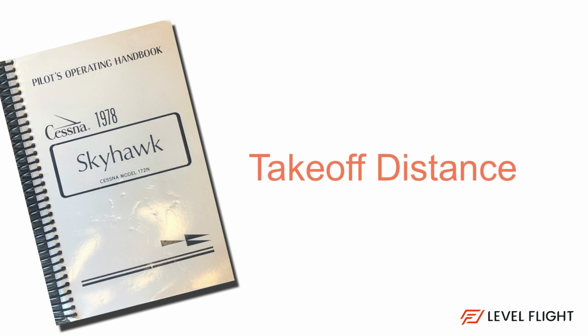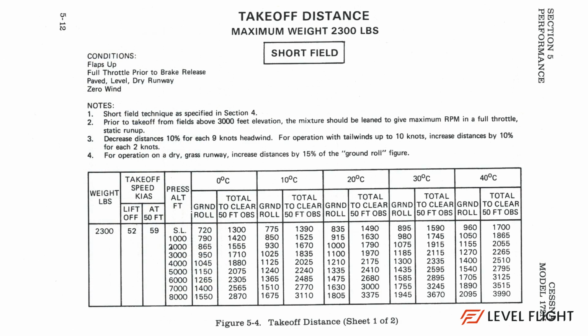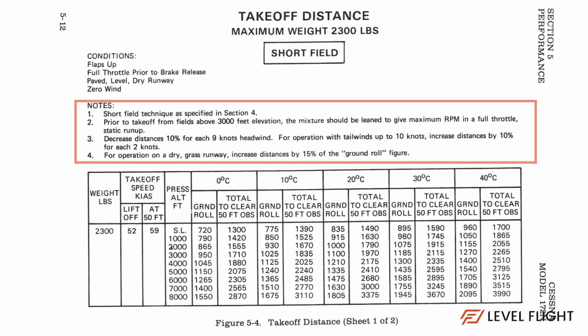To calculate the takeoff distance, we need to refer to the POH takeoff distance chart. Be sure that you are referencing the correct chart. In our case, we want to reference the 2,300 pound chart because that is what our planned flight is based on. We also want to make sure that we reference the conditions required in order to achieve the numbers in the chart. We see on this chart that we need to ensure the flaps are up, full throttle is applied prior to brake release, the runway is paved, level, and dry, and there is no wind. If there are deviations to these conditions, we will reference the notes to see how we apply them.